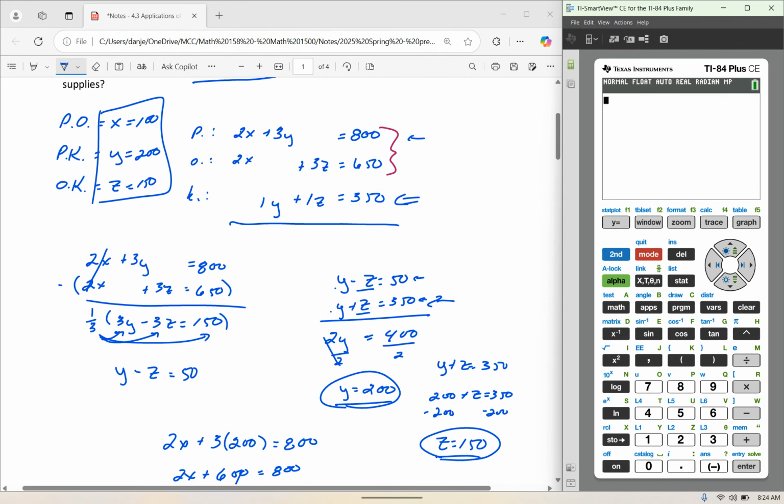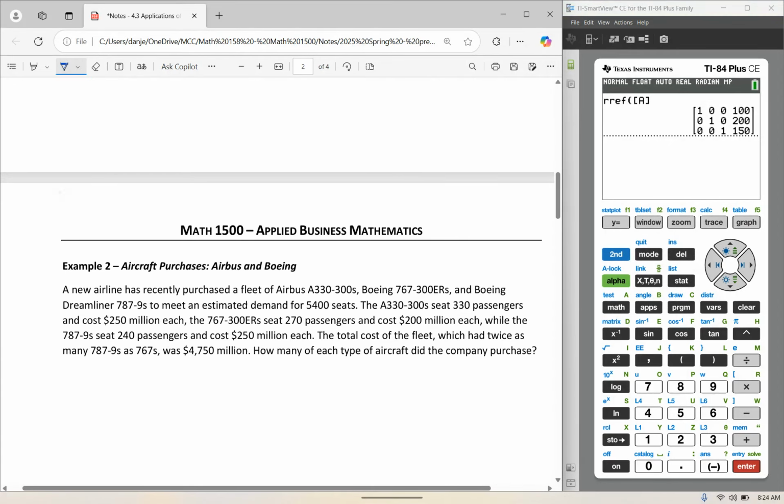I'm going to quit. Second matrix, math. I want to use that reduced row echelon form, option B. And then we got to use matrix A. Enter. And you'll see the solution of 100, 200, and 150 for each blend. Okay. So I got a couple more examples.